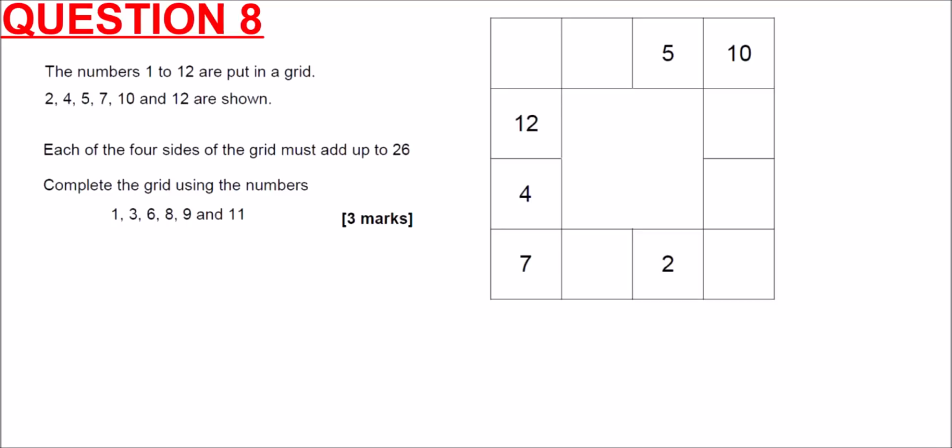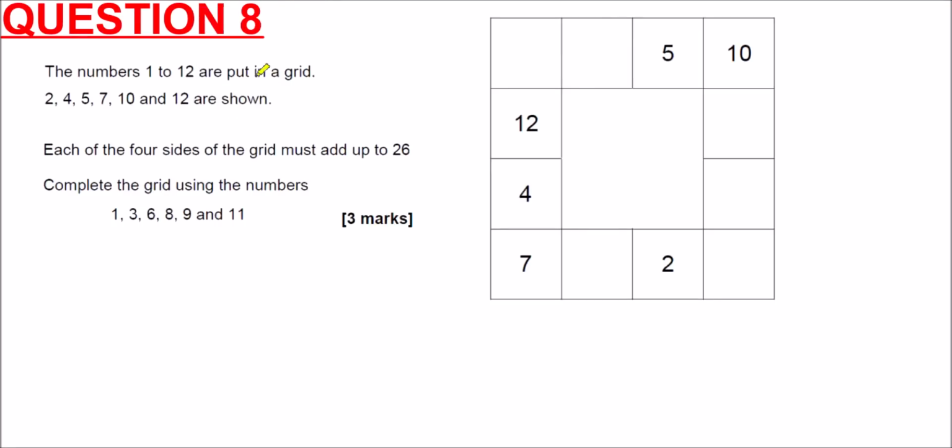Question 8 is a bit of a mathematical puzzle, really. The numbers 1 to 12 are put in a grid. We've got 2, 4, 5, 7, 10 and 12 already in the grid. And each of the 4 sides of the grid must add up to 26. It says complete the grid using the numbers 1, 3, 6, 8, 9 and 11.